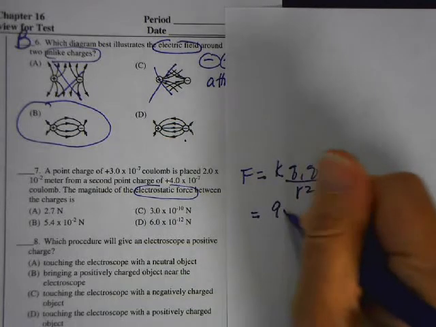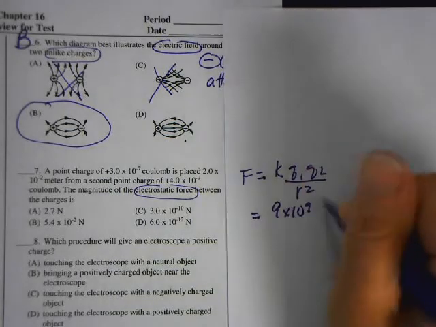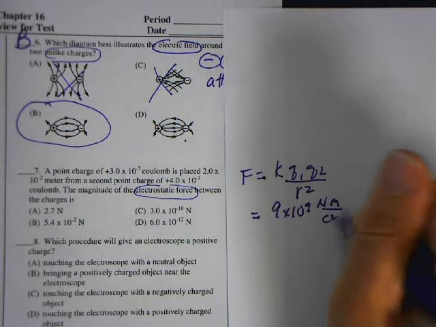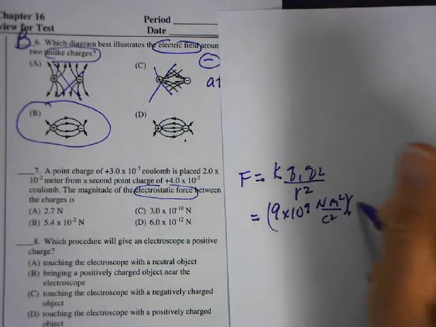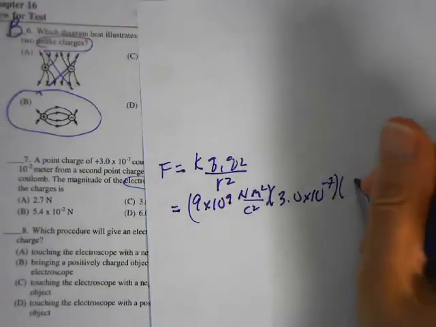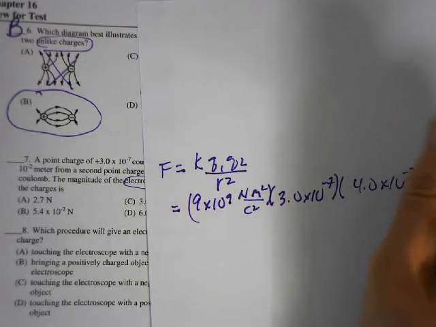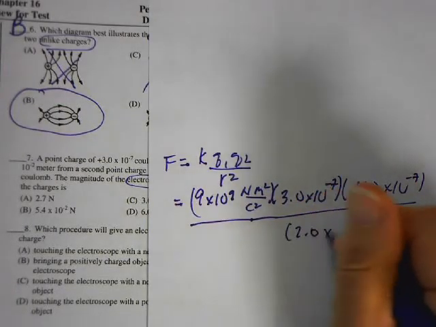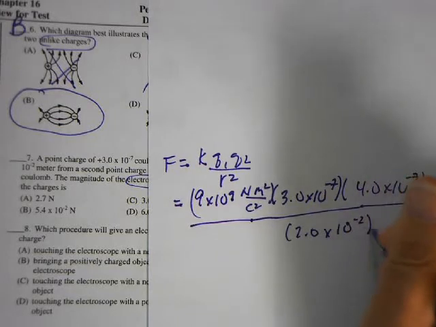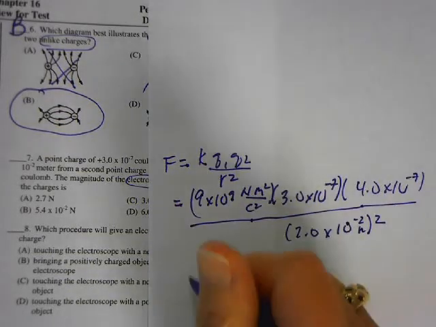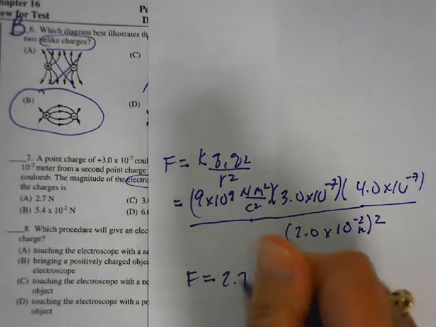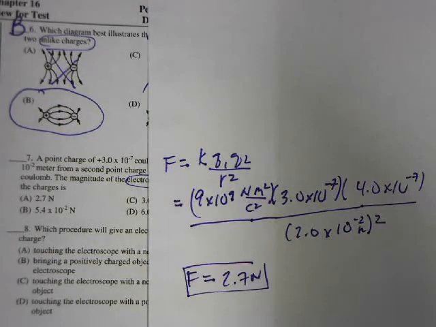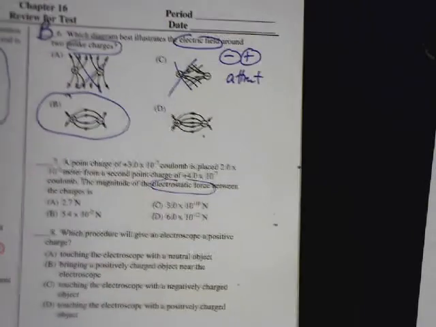That's going to be equal to 9 times 10 to the 9 newton meter squared per coulomb squared times Q1, 3 times 10 to the negative 7, times Q2, which is 4 times 10 to the negative 7, divided by 2.0 times 10 to the negative 2 meters squared. When I do all that on my calculator, it comes out to be 2.7 newtons, which is choice A.